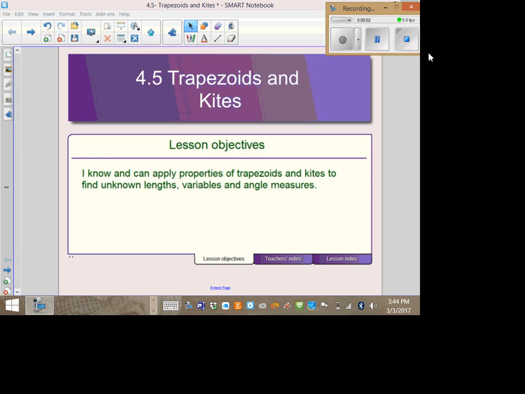So today we're going to be looking at 4.5, trapezoids and kites. The lesson objective: I know and can apply properties of trapezoids and kites to find unknown lengths, variables, and angle measures.